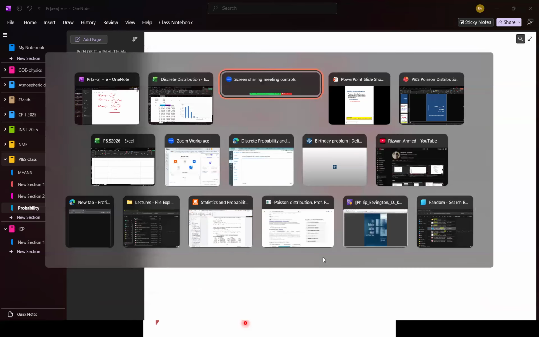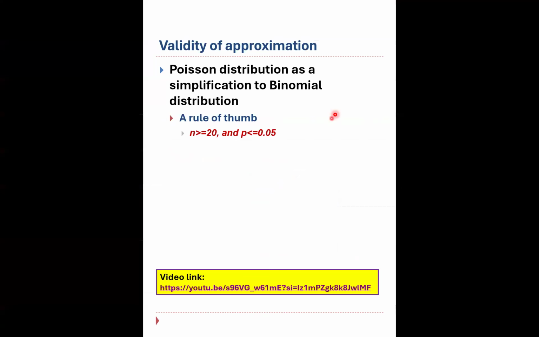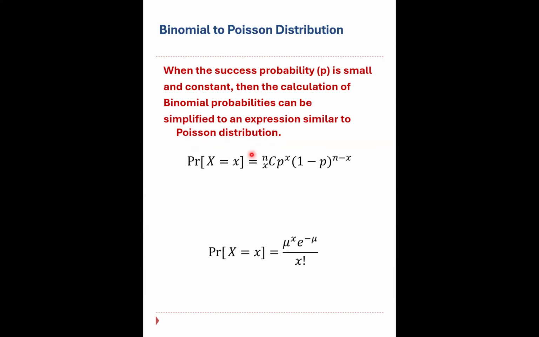As a rule of thumb, this can be applied when n is greater than 20 and probability is fairly less than 0.05. I also found that there is another criterion, where when the mu value is less than 10, we can apply the Poisson distribution formula as a mathematical simplification to the binomial distribution.